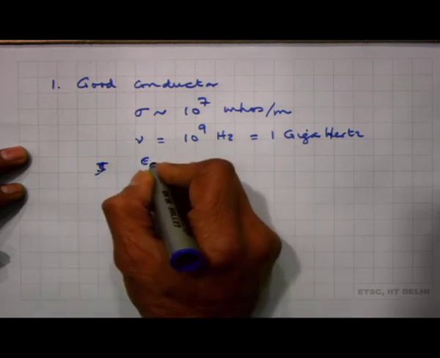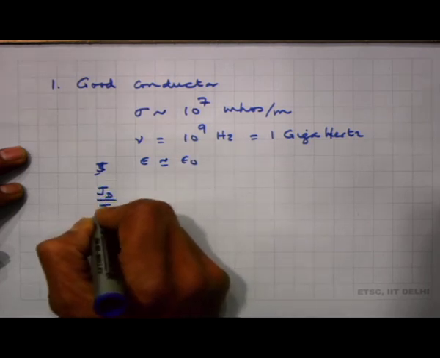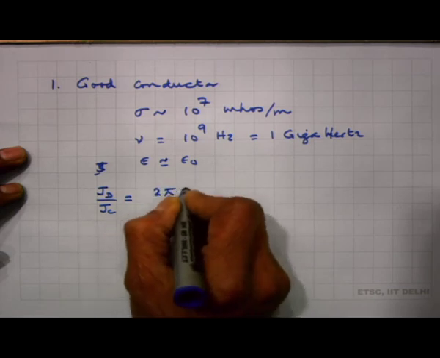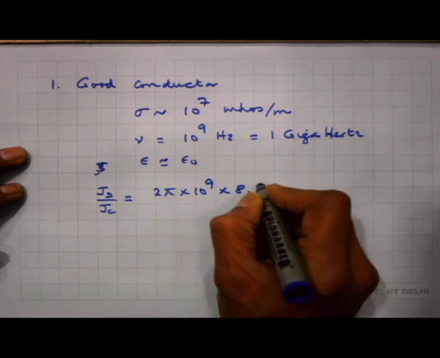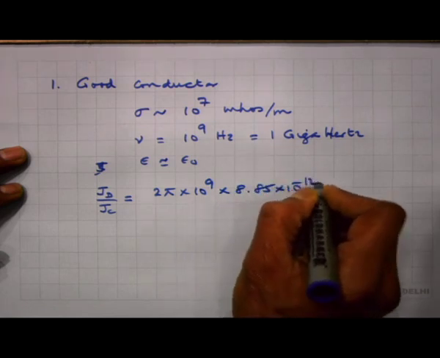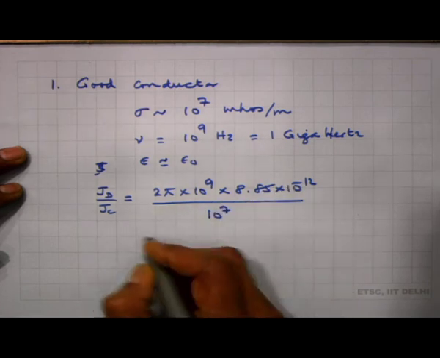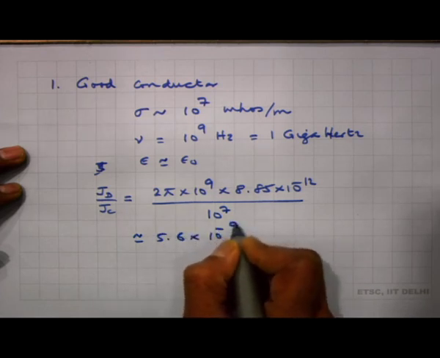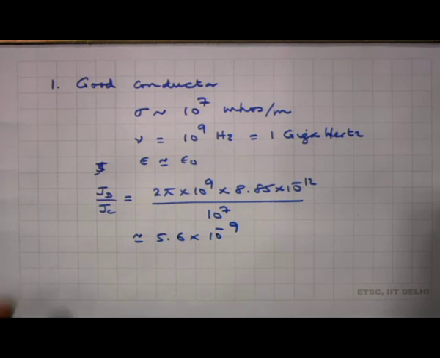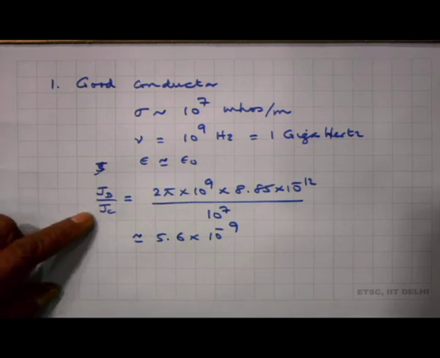then for good conductors epsilon is approximately equal to epsilon 0, and I can calculate J_D by J_C, which is equal to 2 pi 10 to the power 9 into epsilon, which is 8.85 10 to the minus 12, divided by sigma, which is 10 to the power 7, and that comes out to be 5.6 into 10 to the power minus 9. So, you can see here that for a good conductor the majority of current is conduction current, the displacement current is negligible compared to the conduction current density.